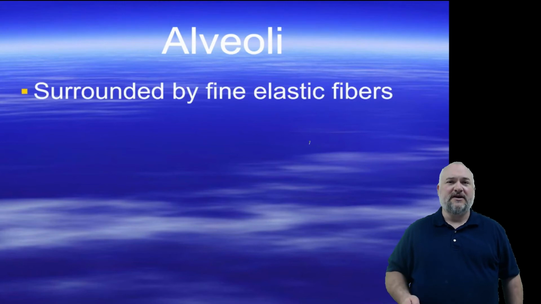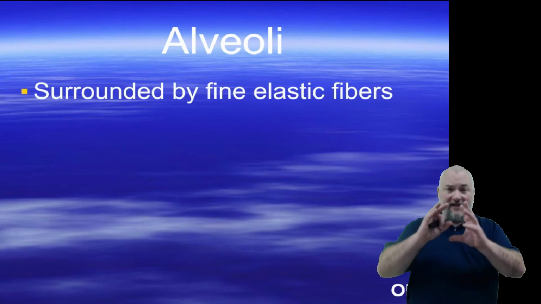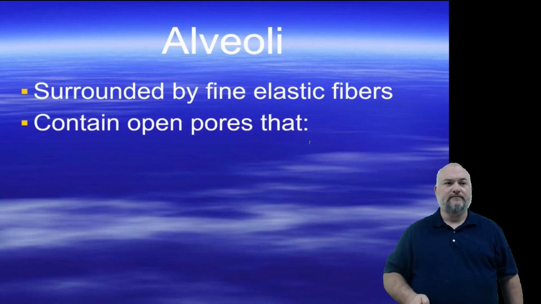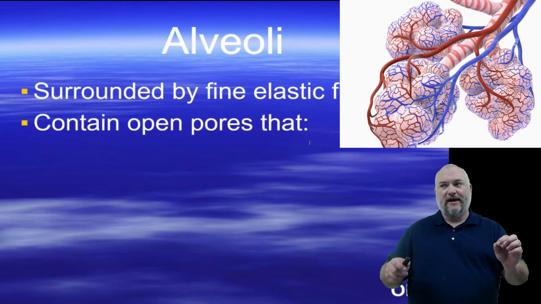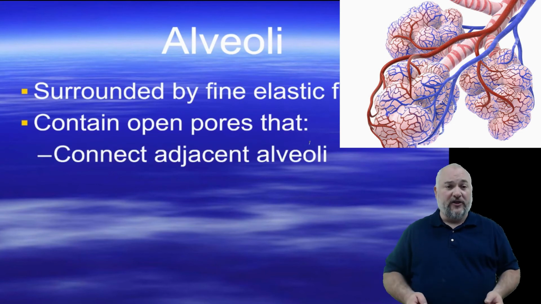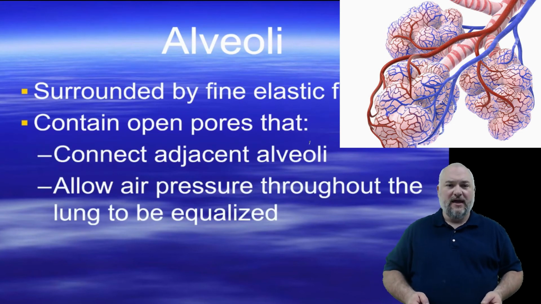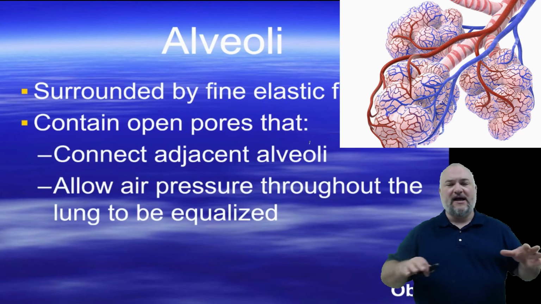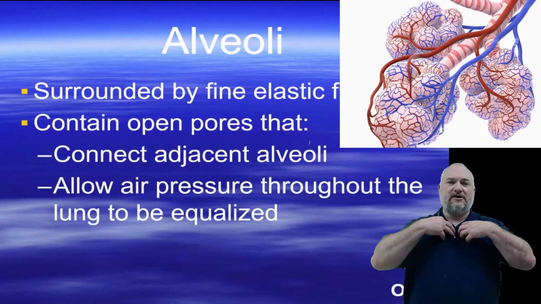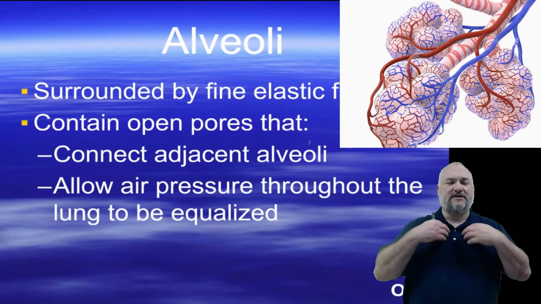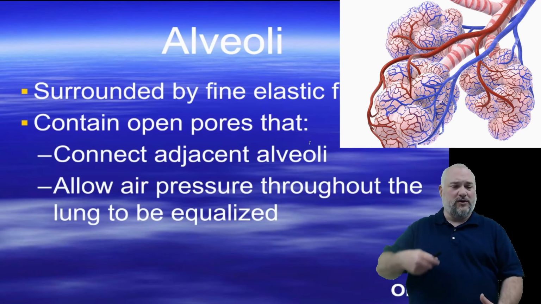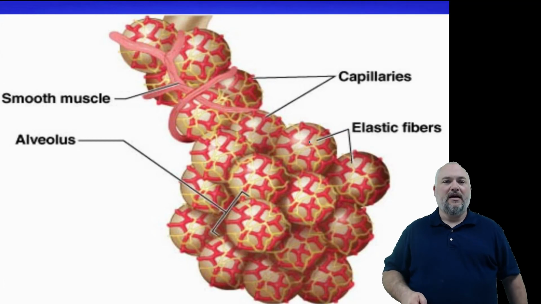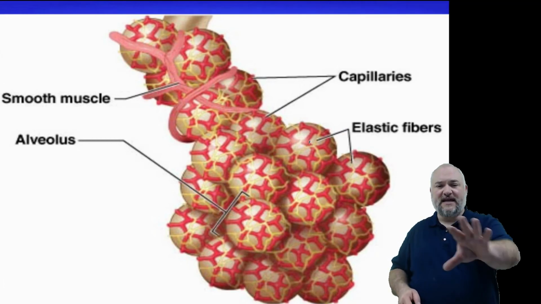All right, so the alveoli themselves are surrounded by some fine elastic fibers. And they contain open pores that allow one alveolus to send air to another one. And that allows air pressure to equalize throughout the lungs, so you don't get too much pressure at the bottom and too little at the top, or too much at the top and too little at the bottom, causing the lungs to rip. They're all equalized because of that. So here we can see them. So we can see each of these little sacs.